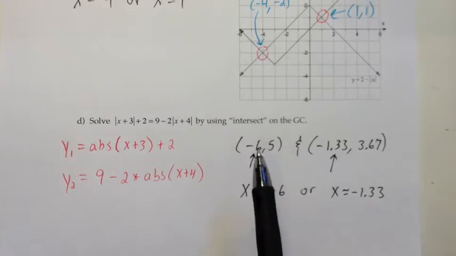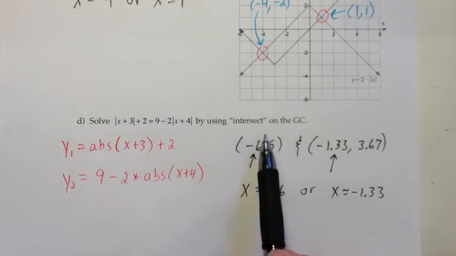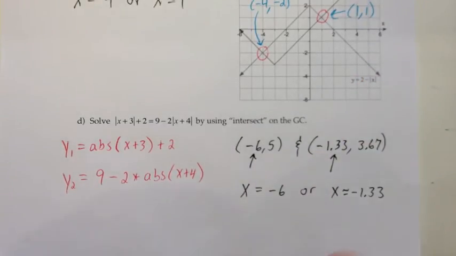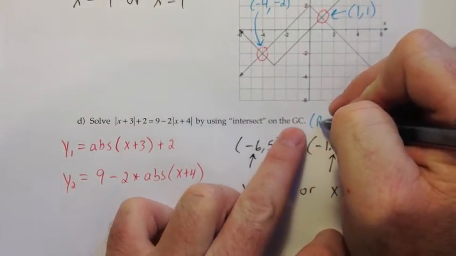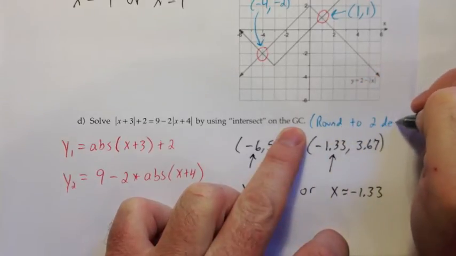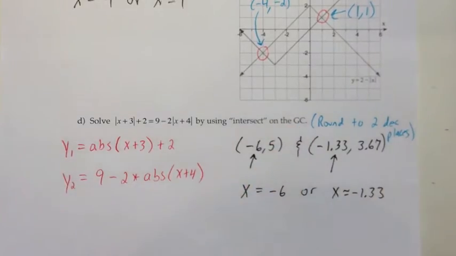But typically on MyMathLab, if they're asking you to use intersect, they'll ask you to round. So let's go ahead and just add those rules just like they would on MyMathLab, and let's say let's round to 2 decimal places. And again, I kind of made that one up on the fly, but you'll always see rounding directions like that in MyMathLab.